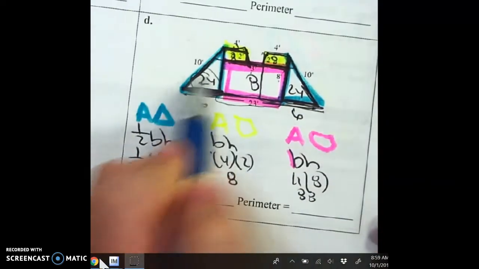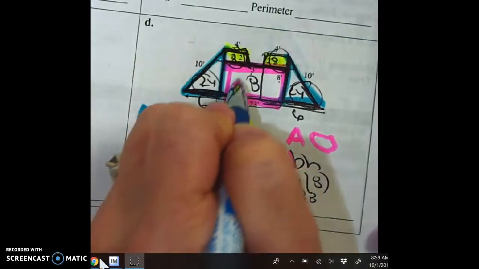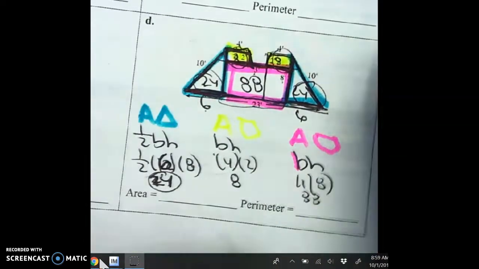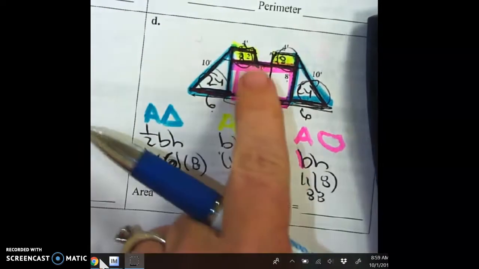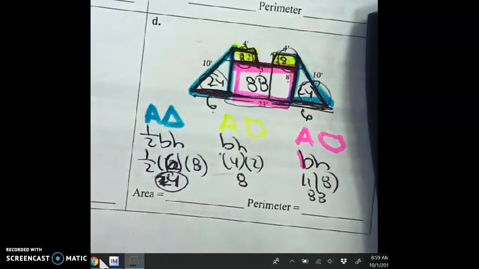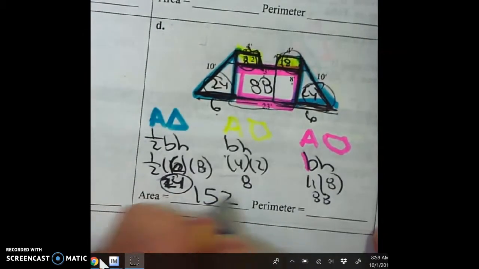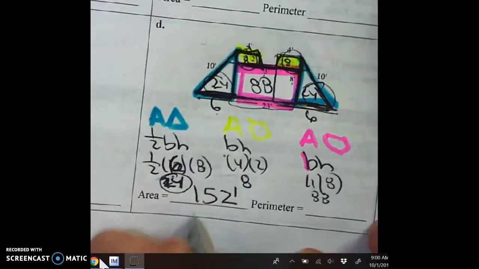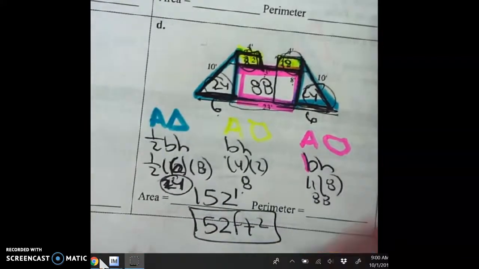So I'm going to add 24 plus 24 plus 8 plus 8 plus 88. Okay, so I'll do that right now. 24 plus 24 is 48. I'm going to go 48 plus the 16 plus the 88, and I get 152. Okay, and it's feet. And I should write it like this. This little symbol means feet, so 152 feet squared.